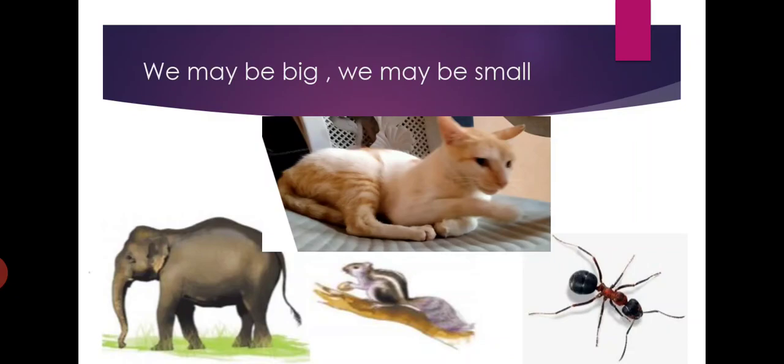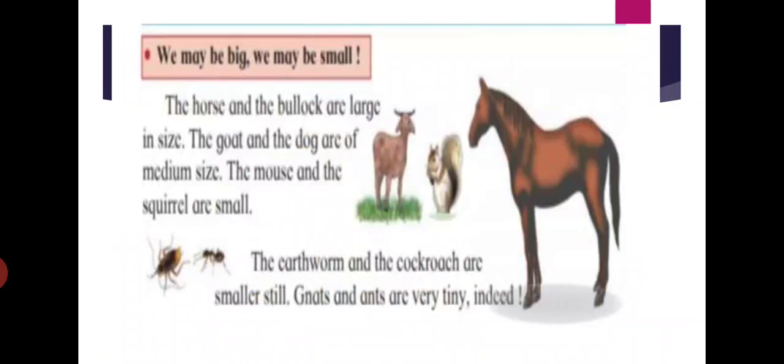Now, here is an elephant, a cat, a squirrel and an ant in this picture. Now, what do you find, students? Yes, you are correct. The elephant is big and the ant is tiny. The squirrel is small and the cat is also small. It means these animals are trying to tell us that we may be big, we may be small.